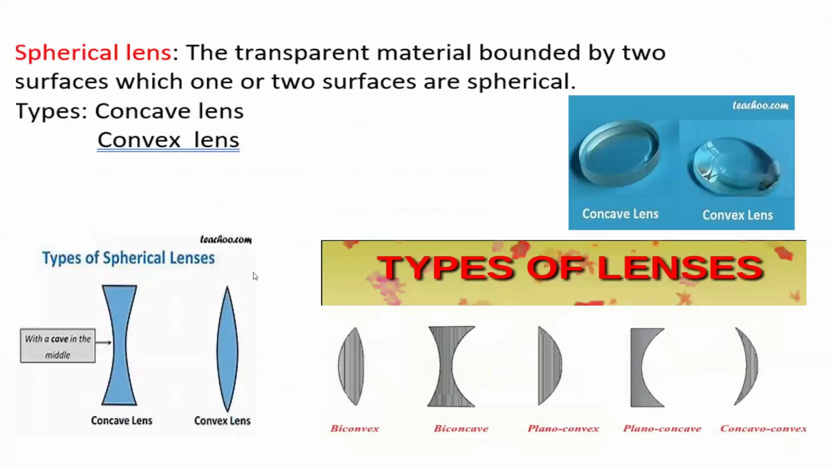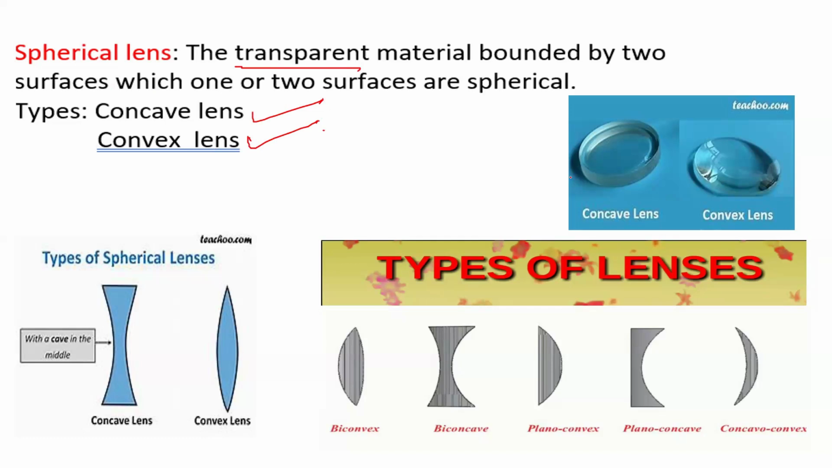Spherical lenses. What do you mean by spherical lenses? A transparent material bounded by two surfaces, of which one or both surfaces are spherical. Here, both surfaces may be spherical or one surface may be spherical. The material is transparent. The spherical lenses are the concave lens and the convex lens. Here the material is transparent. Okay, remember.